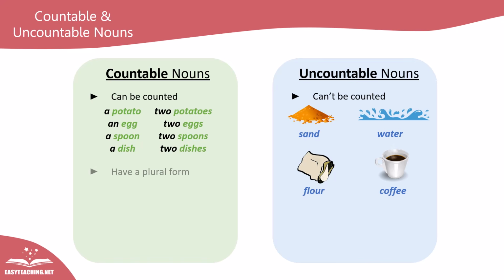Countable nouns have a plural form. For example, the plural form of potato is potatoes. The plural form of egg is eggs. The plural form of spoon is spoons. Uncountable nouns have no plural form. We can't use the articles a or an with uncountable nouns because they can't be separated into individual units.